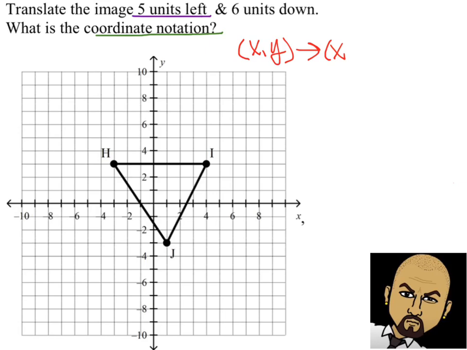Now, X controls left or right. So if you go to the left, is X going to increase or decrease? It's going to decrease. So you're going to take each X value and you're going to subtract 5, which is going to decrease it 5. At the same time, the Y values are going to go 6 units down. Y controls up and down. If you go down, what is happening to your Y value? It's going to decrease, and in this case, we're going down 6, so it's going to decrease by 6.